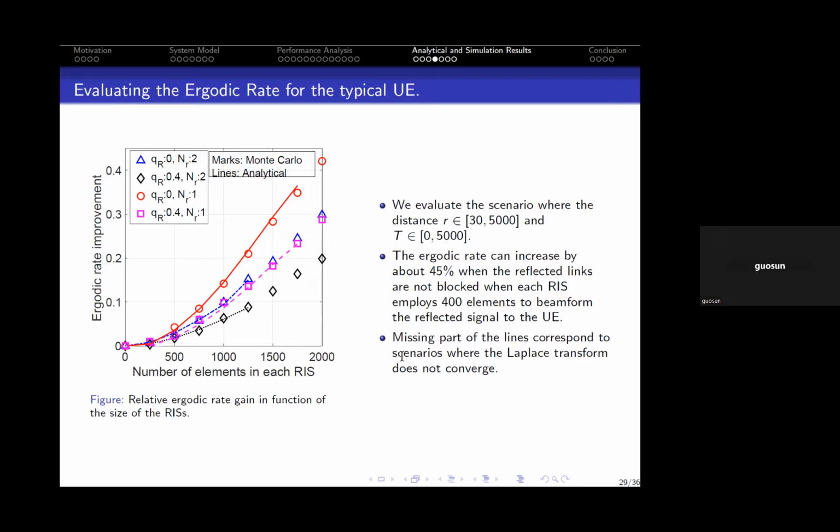So for example, here you see when each RIS has 400 elements to do beamforming to the user, the gain can go up to 45%. So it's already a huge RIS, but the gain is pretty moderate. And then there are some missing parts.